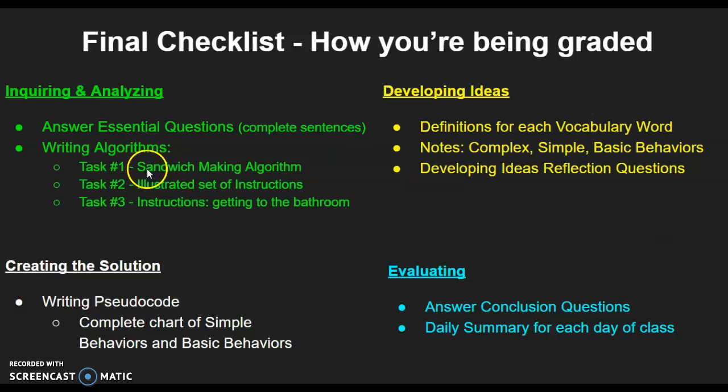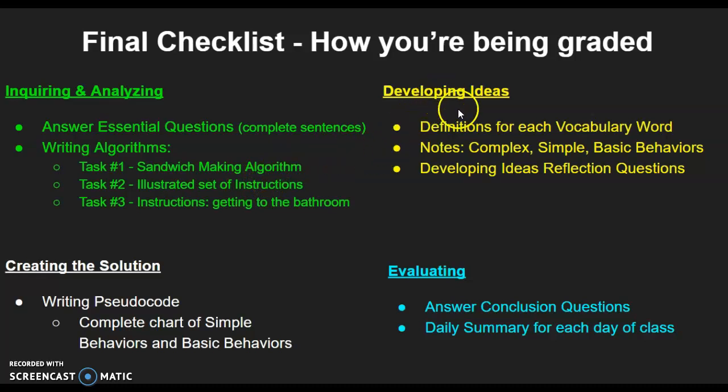And we did this for day number 2 of making sandwich instructions. When you had ham, Swiss cheese, mayo, and all that, you had to write step-by-step instructions. Then you had to do an illustrated set of instructions. And then the third task was getting to the bathroom from wherever it is you sleep. Step-by-step instructions being detailed. So that's in your design notebook. All of this is in your design notebook.